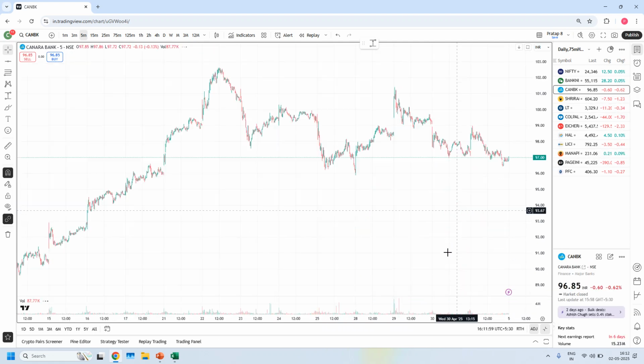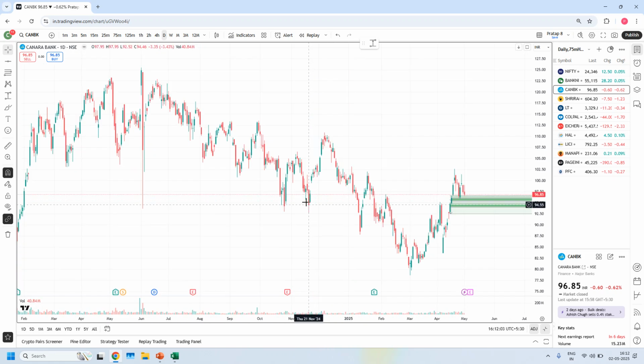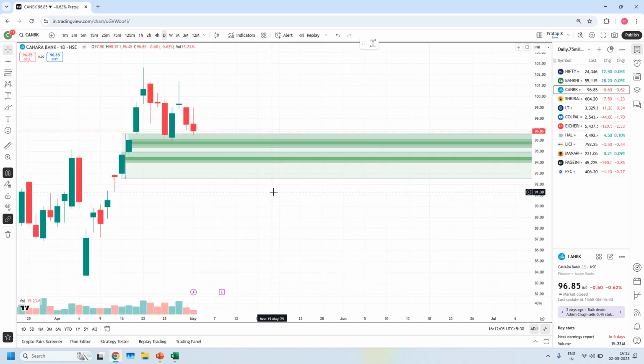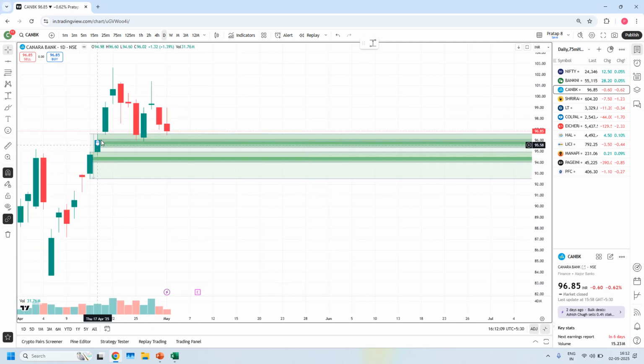And last one is Canara Bank. This is also a daily high liquidity demand zone. Our software identified this zone as a rally, base, rally. Not rally, I think. This is the one. With hidden body, this is the rally, 2 base candles and rally. That is how our software identified.